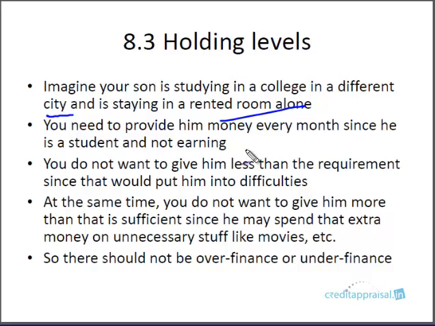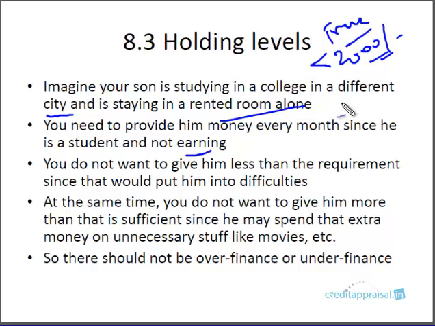As a father, you need to provide him some money every month, because he's a student and he's not earning anything. But you don't want to give him as much money as he wants, and you don't want to give him less than the requirement. Say, for example, he requires 2,000 per month. This is the true value of his monthly expenses. You don't want to give less than 2,000, because then he'll face difficulties in meeting the expenses. You don't want him to be troubled.